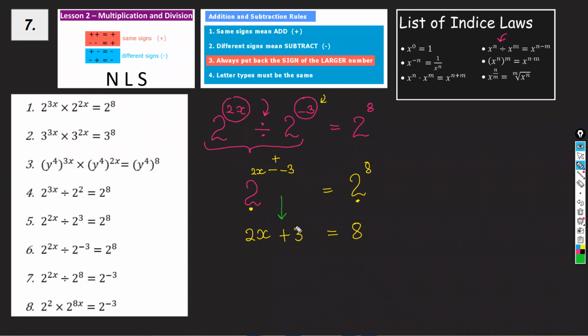Right. So now you solve this, right? You throw across positive 3 to get minus 3. So you end up with 2x is equal to 5, because 8 minus 3 is 5. You don't need to be real good in maths to know that, right?